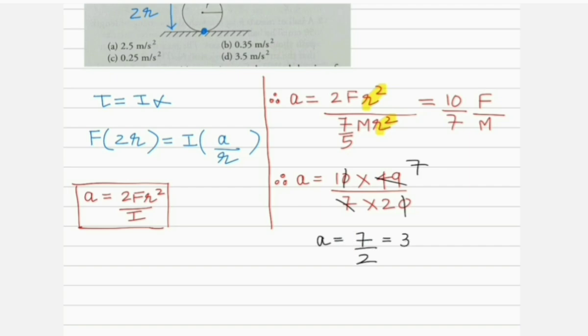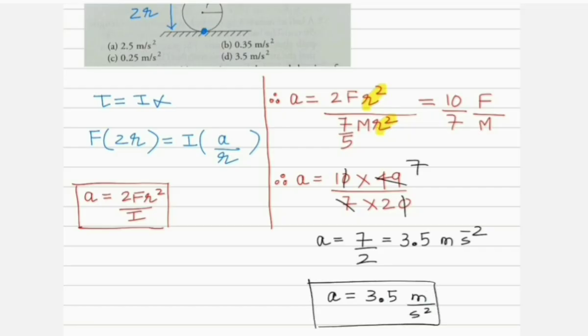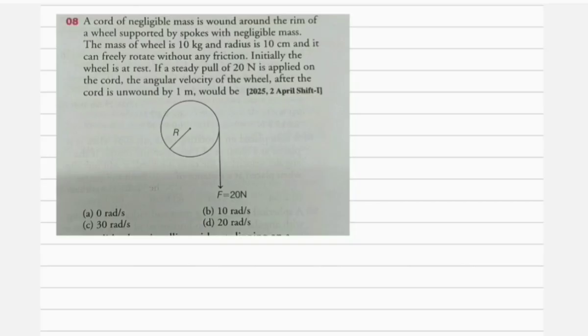So therefore a will look like, students, 7 by 2. That is obviously 3.5. So the unit will be meter per square second. So the required value of acceleration is 3.5 meter per square second. So this is going to match with, students, 3.5, right? Option D.